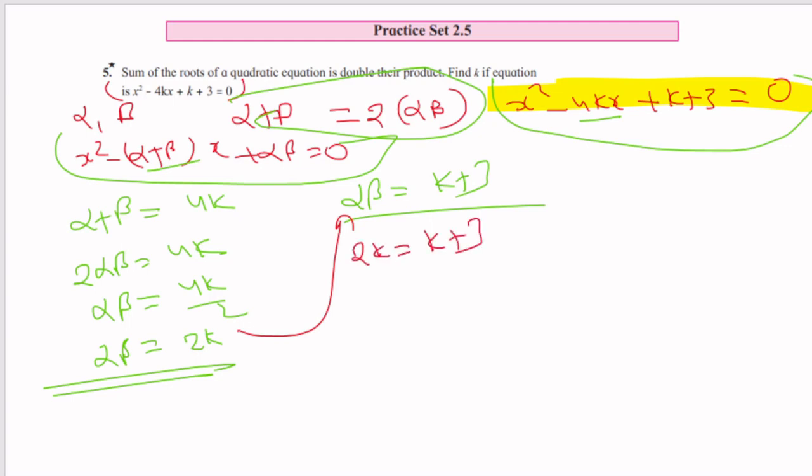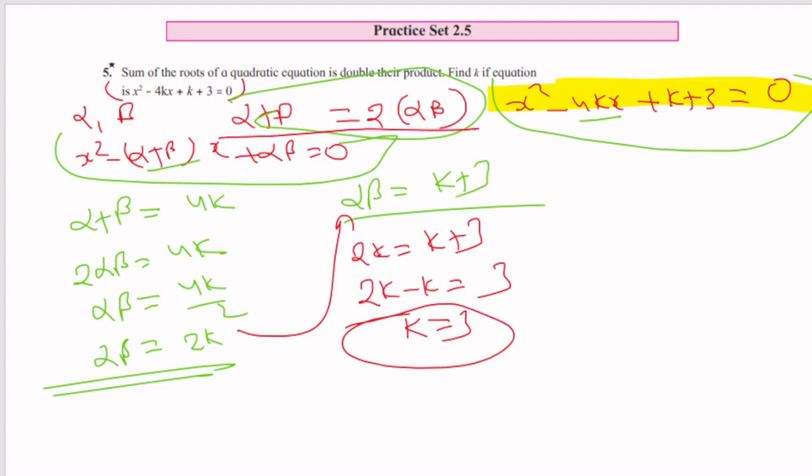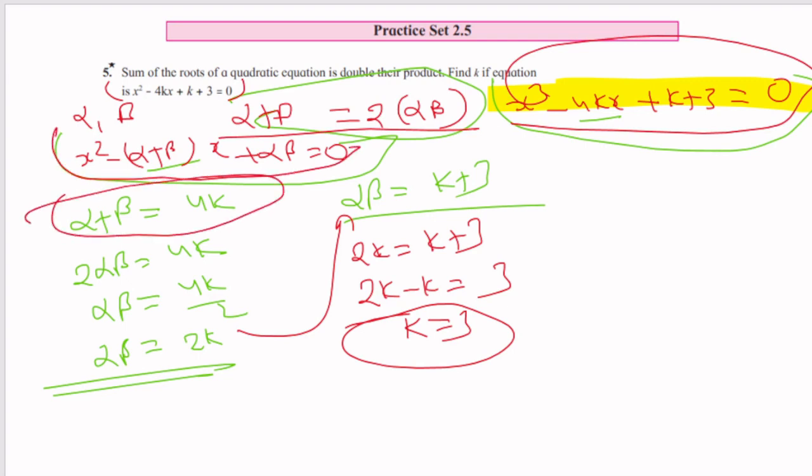Now keep the variable one side and the constant one side. I've just shifted k to the left hand side. Now it becomes k is equal to 3. What have I done? Nothing. Just as per the quadratic equation, alpha plus beta is equal to 2 into alpha into beta is given. Comparing the given equation with the required formula, we got alpha plus beta is equal to 4k, and simply alpha into beta is equal to k plus 3. Rest is just manual calculation. Just have a little bit of focus, you'll be able to complete this question.